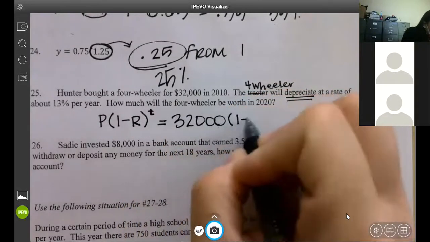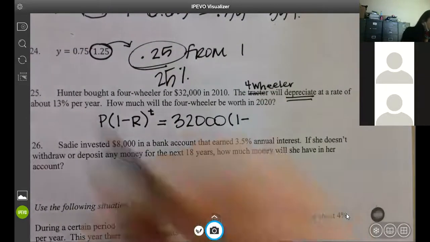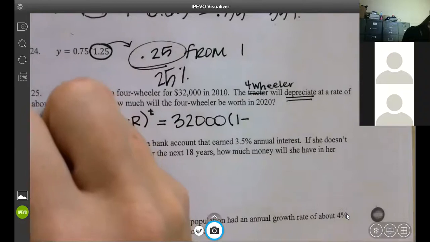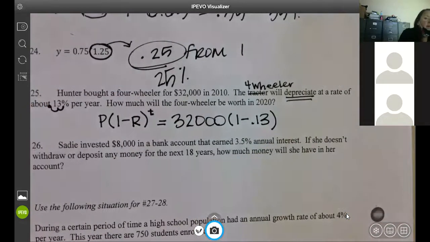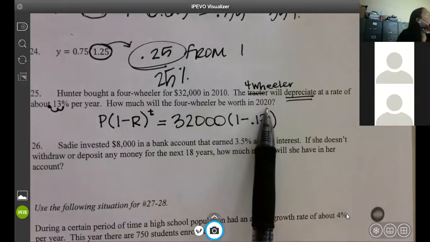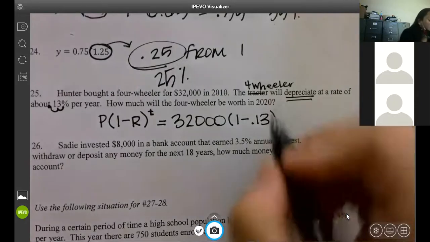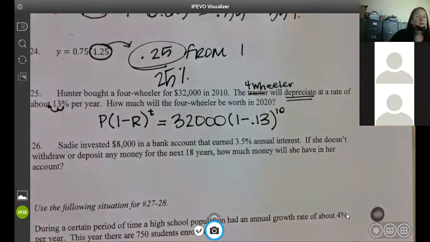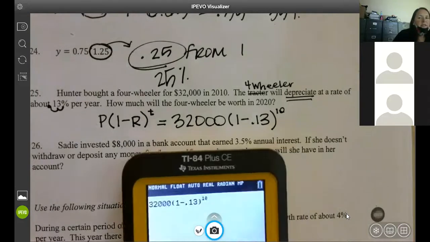32,000. 1 minus, what is our rate as a decimal? Yeah, we take that decimal, move it back 2 places, and we get 0.13. It said he bought it in 2010. It wants to know how much it'll be worth in 2020. So how many years passed? 10. That becomes your power. And literally just put it in your calculator. 32,000, 1 minus 0.13 to the 10.